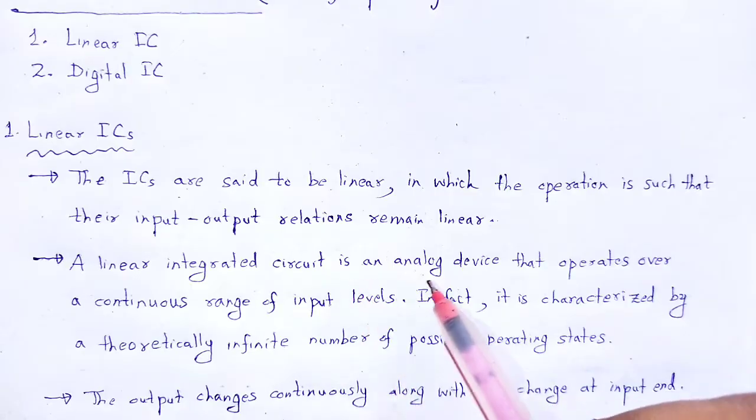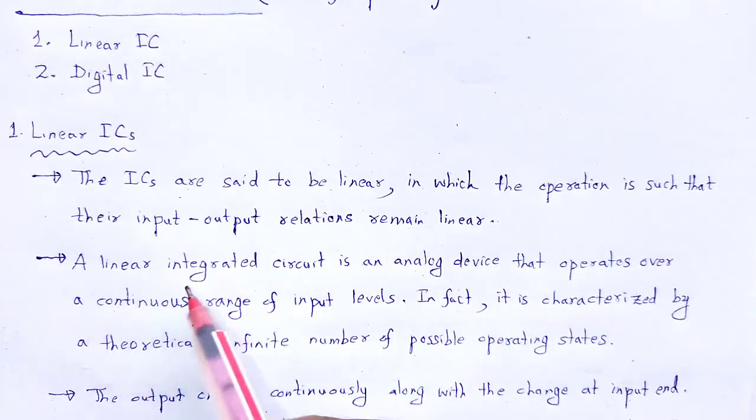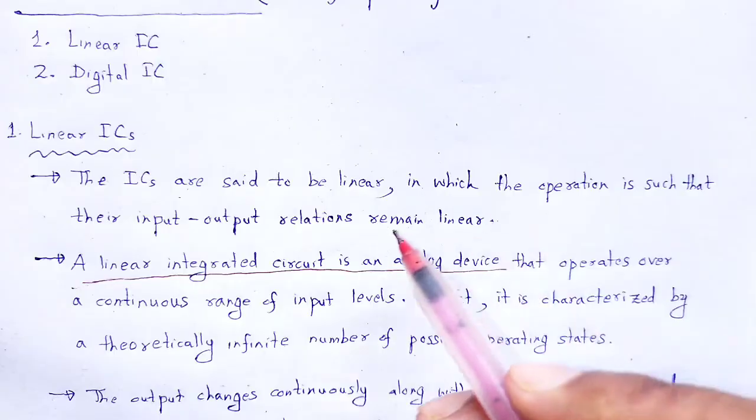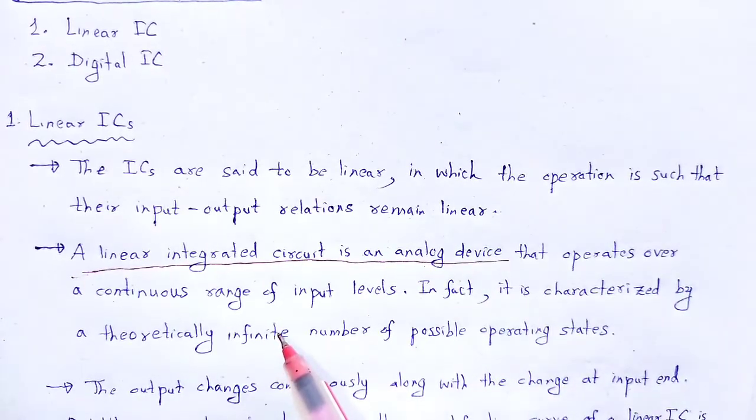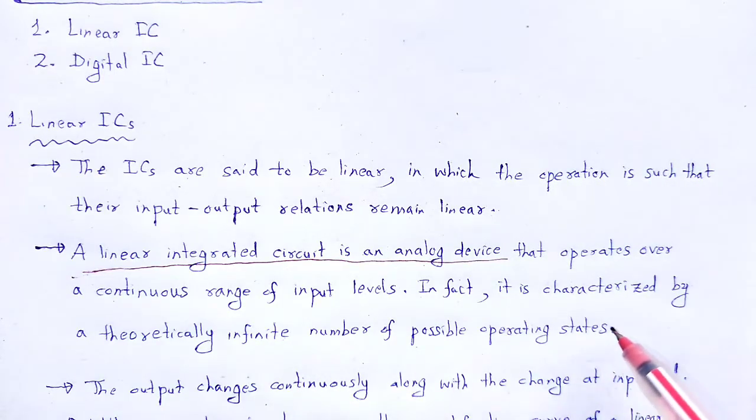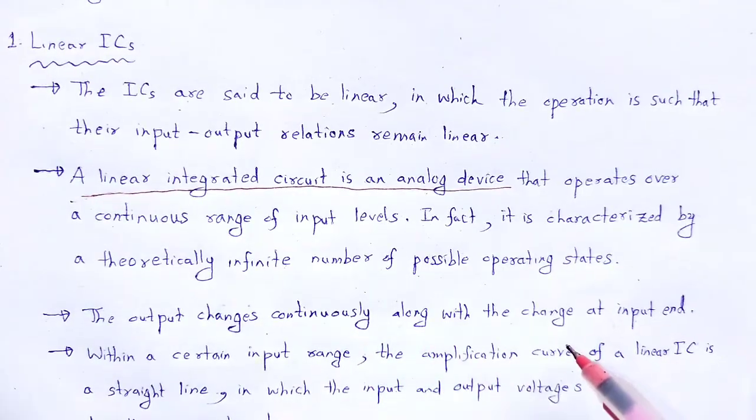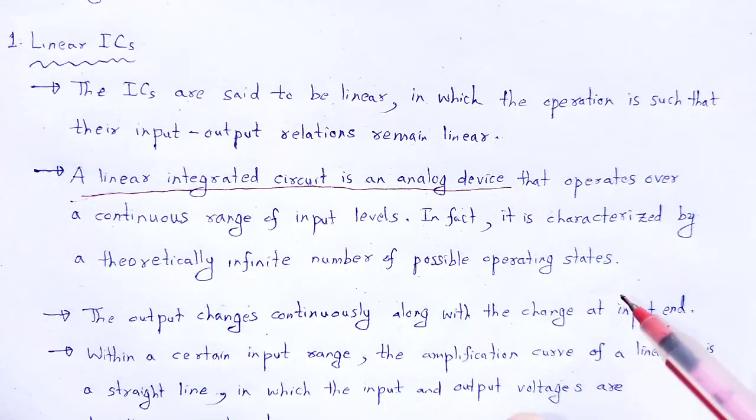A linear integrated circuit is an analog device, meaning it operates over a continuous range of input levels. In fact, it is characterized by a theoretically infinite number of possible operating states. The output changes continuously along with the change at the input end. If we change the input section, ultimately the output section changes accordingly.